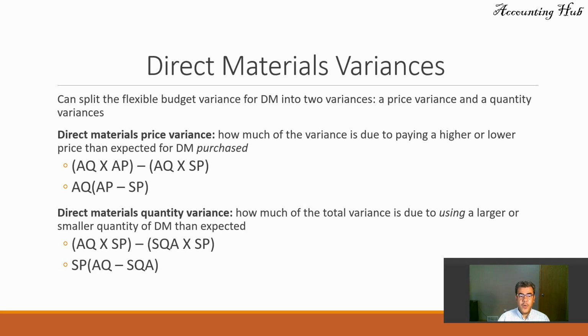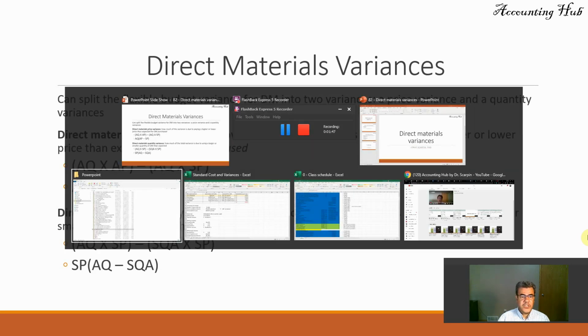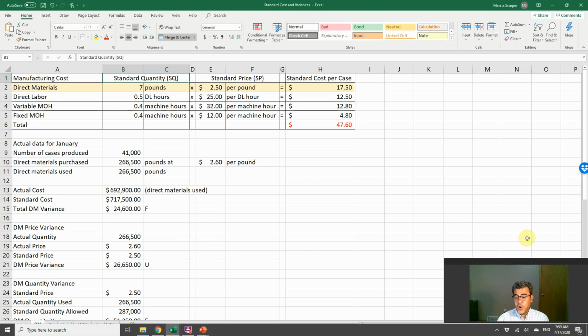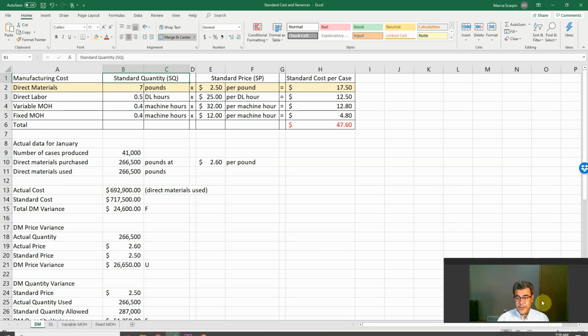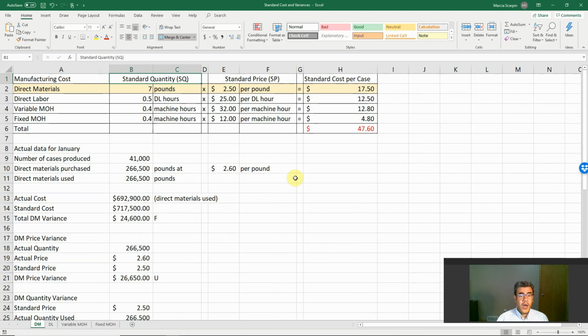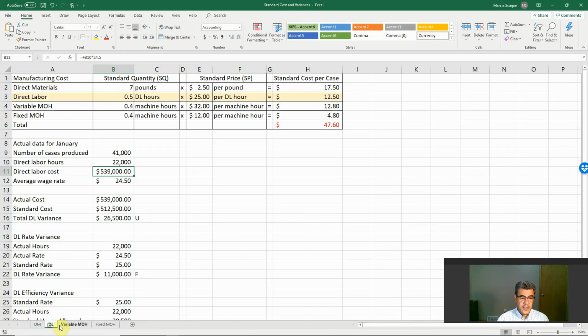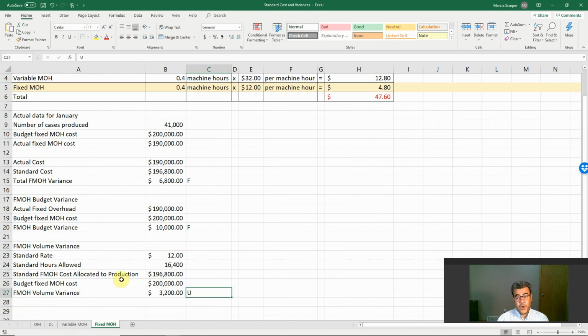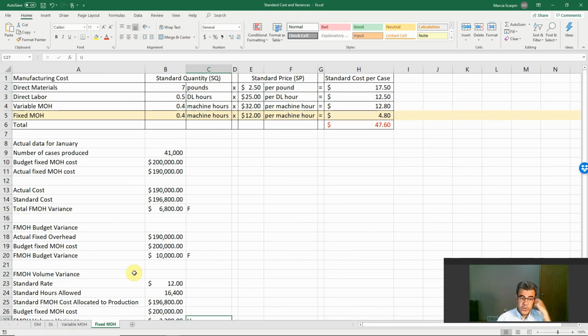So let's go to our Excel file. It is much easier to find it. As you already know, if you are a regular here, all of our Excel files are free to download, and the link is also in our video description. So let's consider our product here: direct materials, direct labor, variable manufacturing overhead, and fixed manufacturing overhead. Here we have the Excel files for all of our four videos, so it will be much easier.